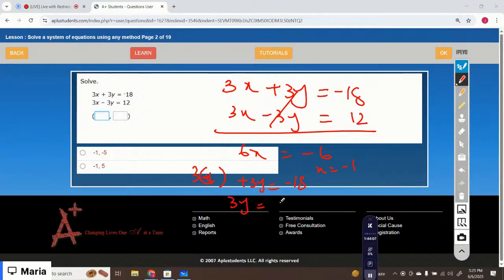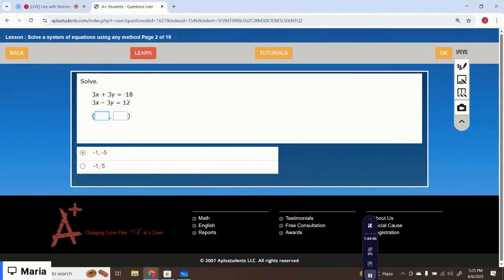3y equals negative 18, negative 21... so y equals negative 5. So option number 1 is the correct option. The values are negative 1 and negative 5.